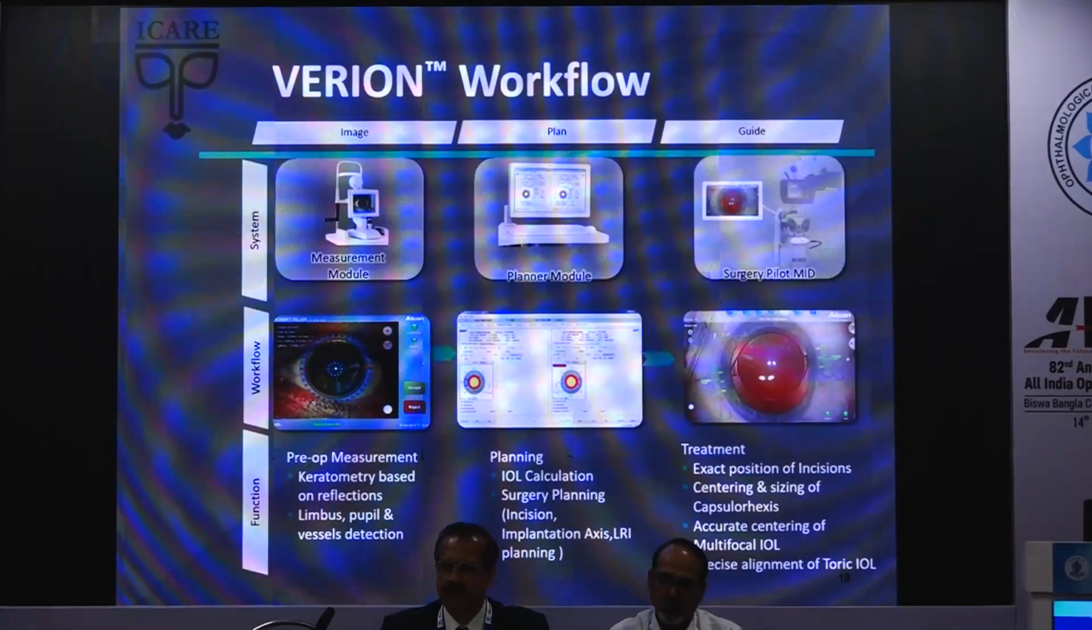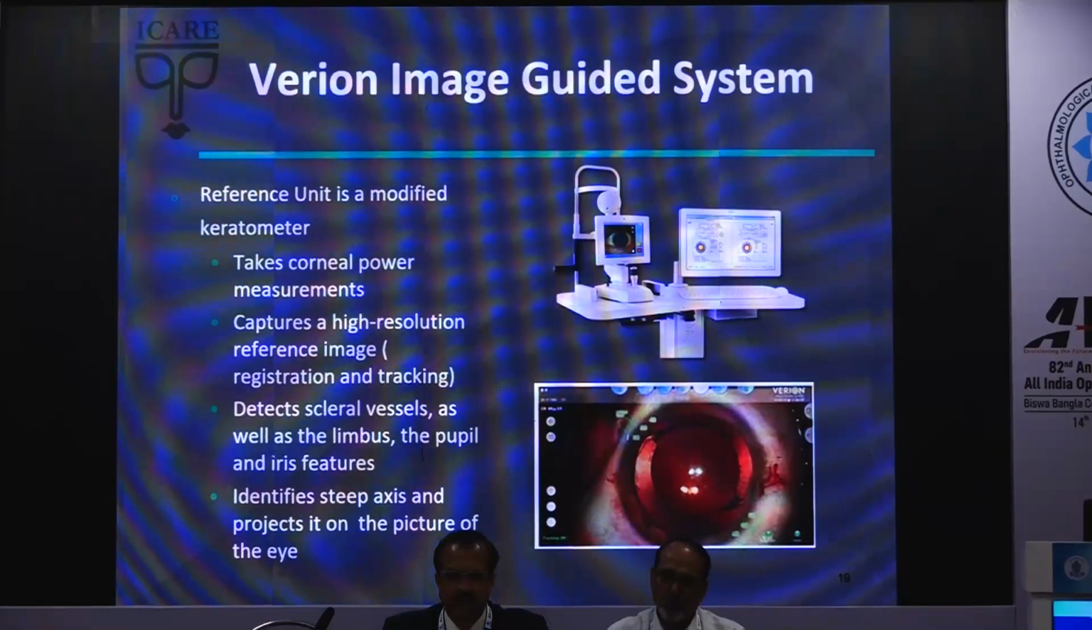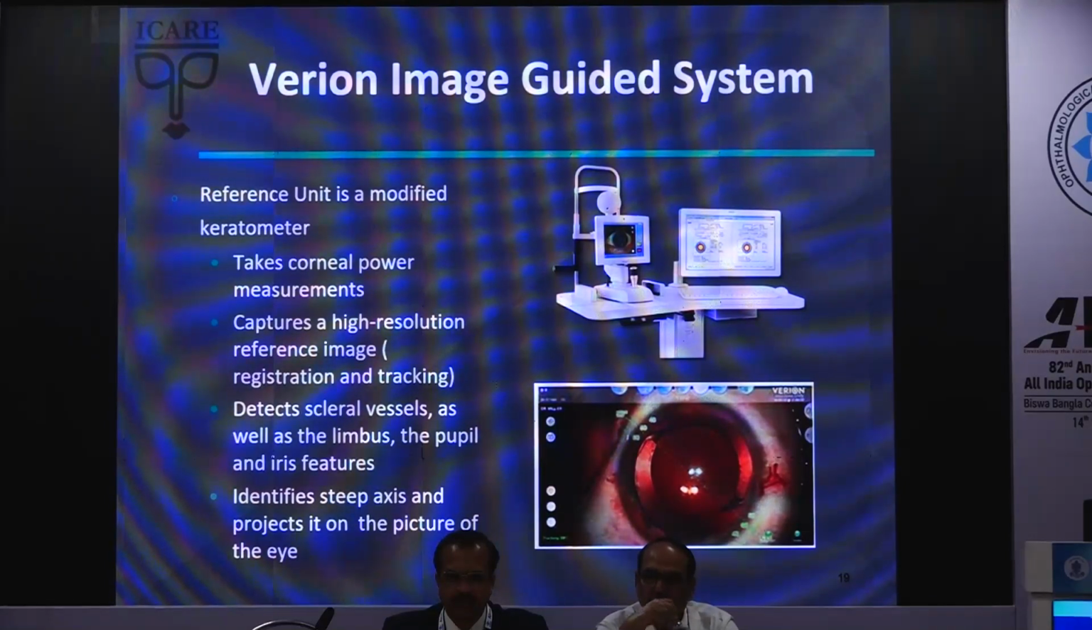The Verion guided system we have already discussed. This has three parts: a reference unit, which is lying outside the operation room, which takes corneal power. The good part is that with this, apart from the toric IOL, you get the capsulorhexis axis also marked, which can be seen during the surgery, and it will guide us to the perfect capsular axis. It takes corneal power measurement, captures a high resolution reference image, and does registration and tracking. It detects scleral vessels as well as the limbus, the pupil and iris features, identifies the steep axis and projects it on the picture of the eye.